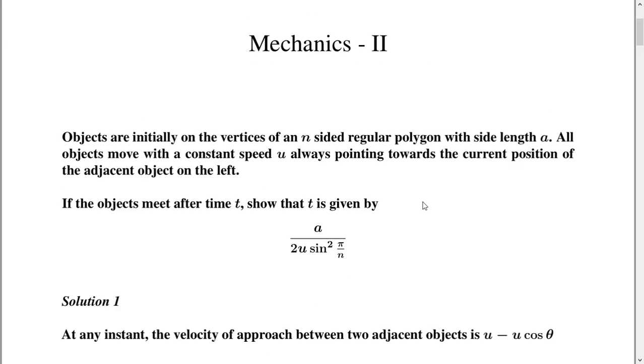So the question is that we have an n-sided regular polygon and objects are placed on all the vertices of the polygon. They move in such a way that they are always pointed towards the object on the left, and they move with a constant speed. The question is, after how much time do they meet? Show that the time is equal to this expression here.